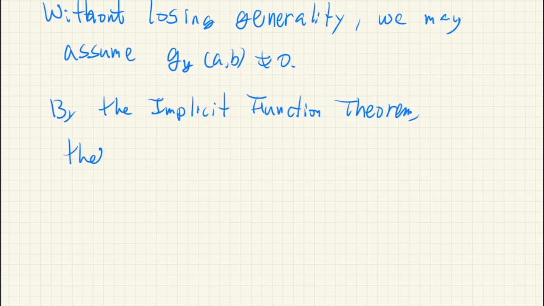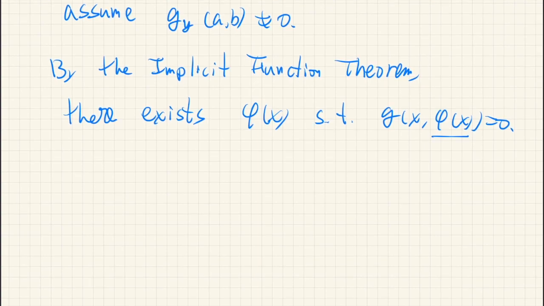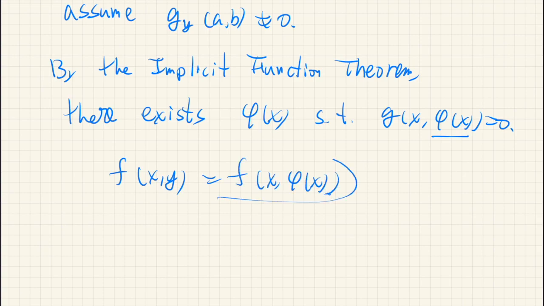Then by the implicit function theorem, there exists an implicit function phi of x such that g(x, phi(x)) is equal to 0. So if we use this implicit function, then the problem of finding the extreme value of f(x, y) becomes finding the extreme values of f(x, phi(x)).